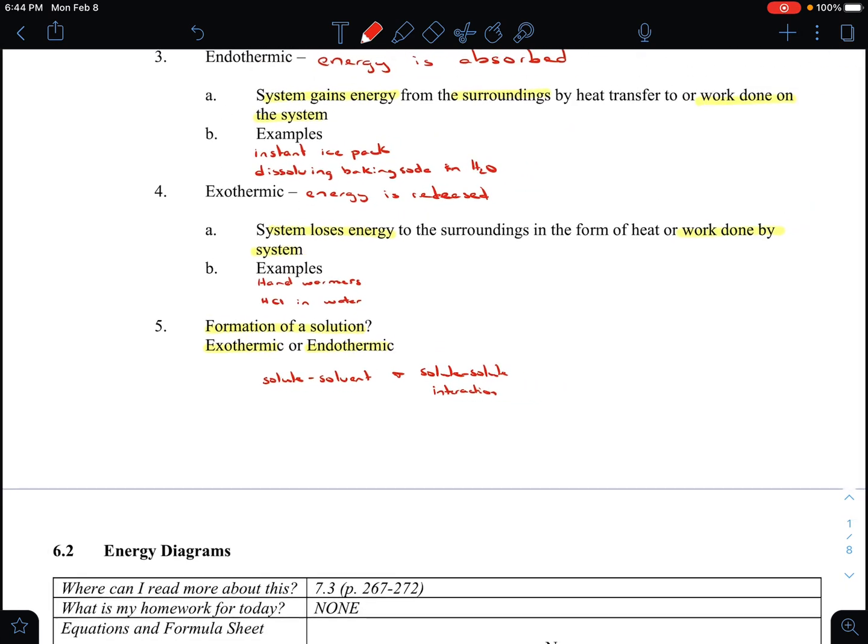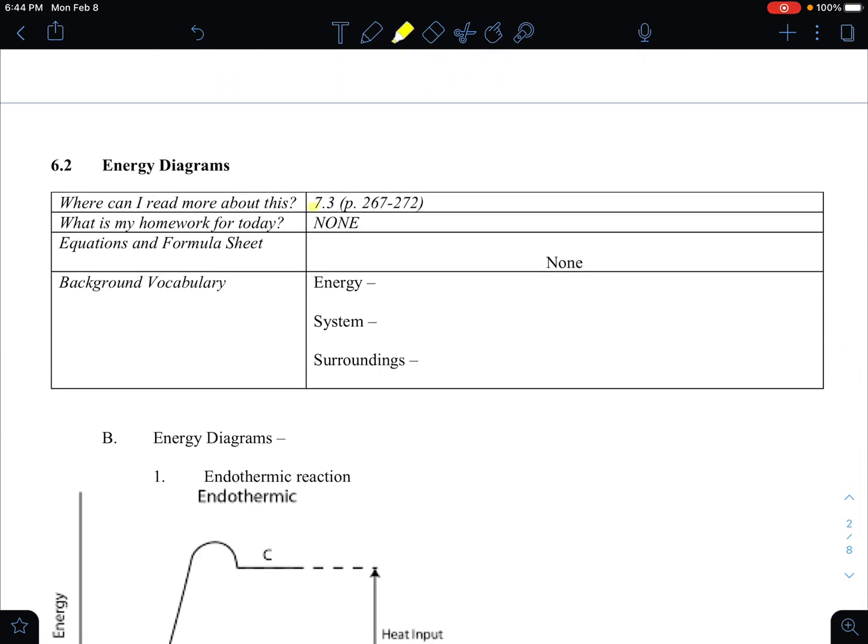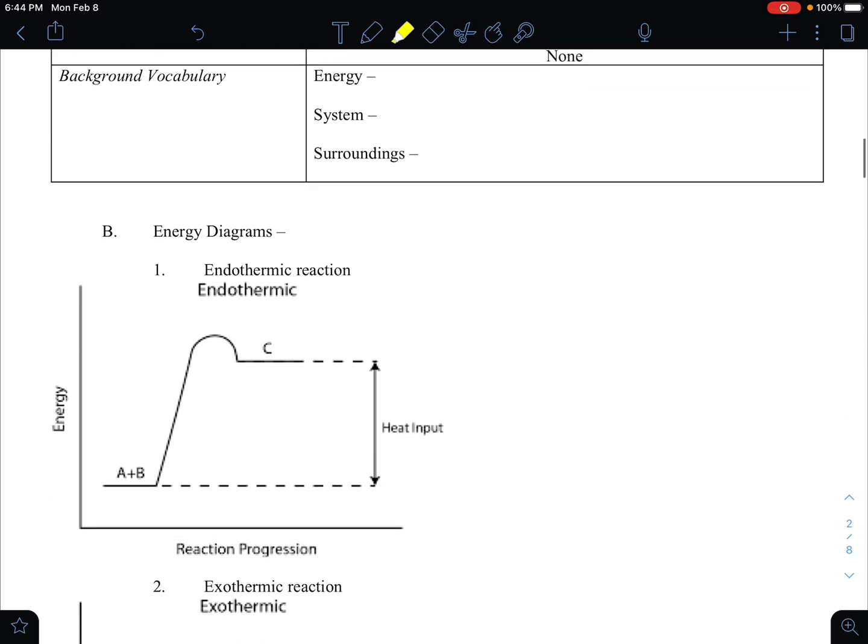So let's go on to 6.2. We have our energy diagrams. This goes right along with what we were just talking about, endothermic and exothermic. We have 7.3, pages 267 through 272. Still no homework on this one. The next video will definitely get you some homework. Energy diagrams map out the reaction in terms of energy. So we map out the chemical reaction in terms of energy.